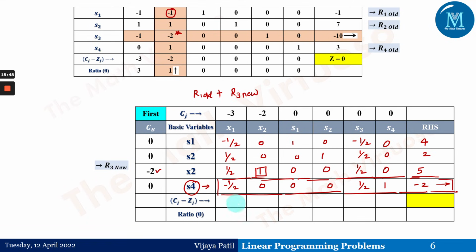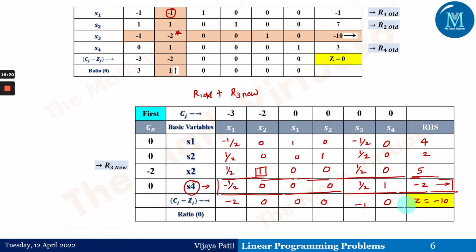So what would be them? They would be -2, then it would be 0, 0, 0, then we'll be having it here minus of 1 and then 0. These are the values. Now based on this, Z can be calculated as -2 into 5, because the other 3 variables have 0 as the coefficient in CB.